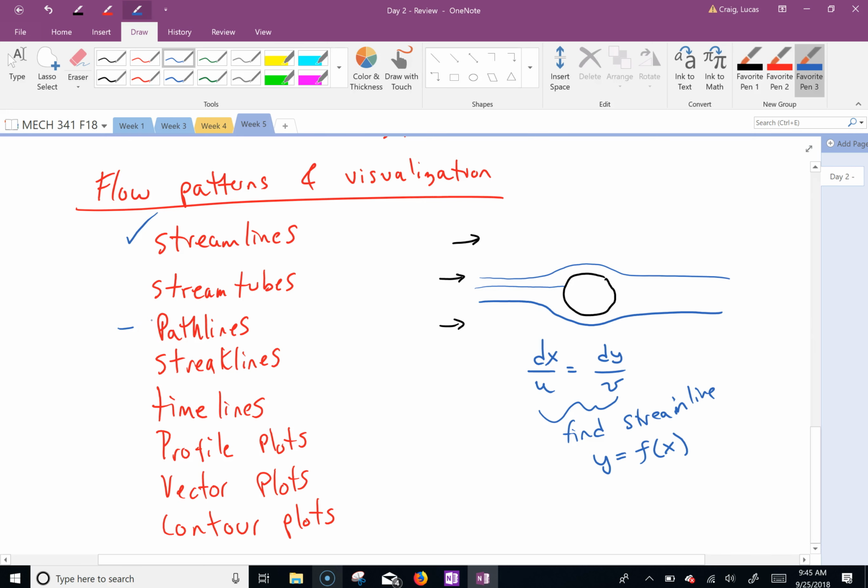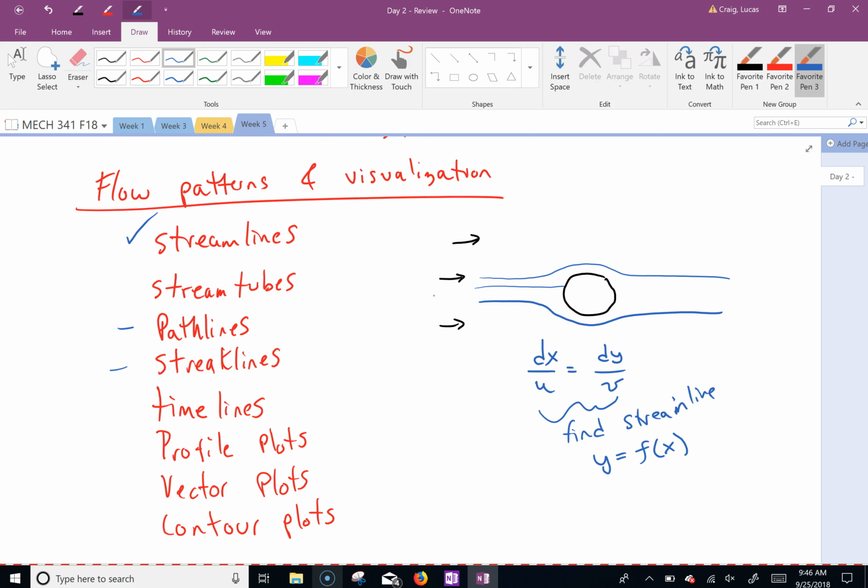Now these path lines, streak lines, and streamlines, let me show you this real quick. I don't know where I should point this. There's that little... Okay. So here is... I know they can't see it, but that's fine.